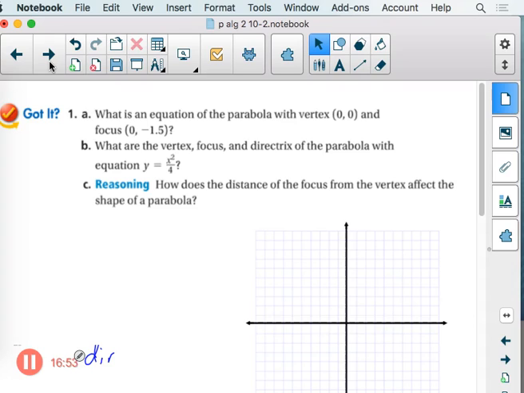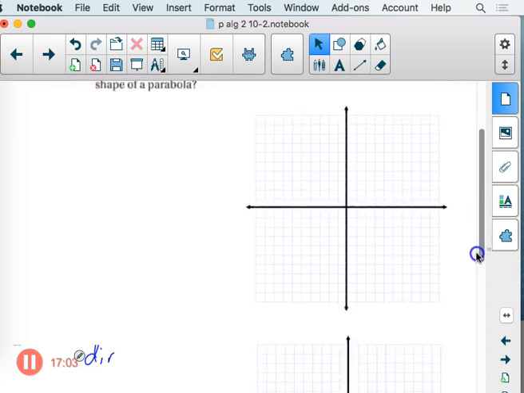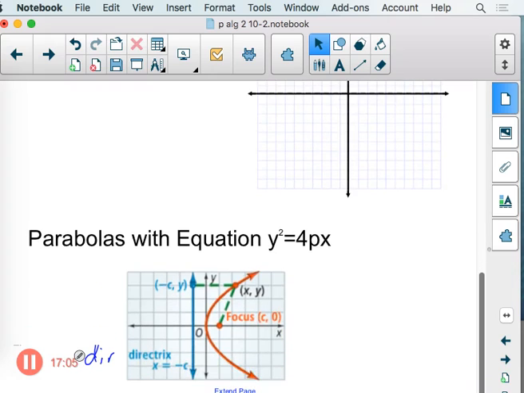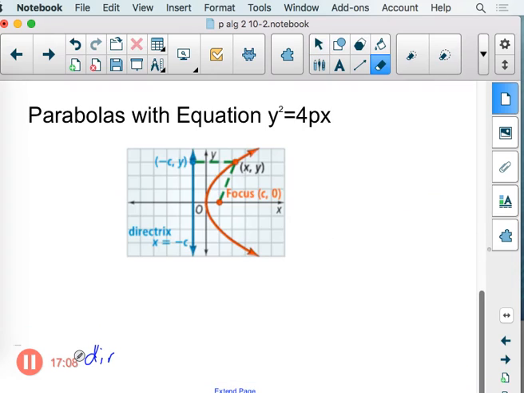Let's skip these and get to some of the other good stuff about this, because you guys have done up and down parabolas your whole life now. Probably better get to the other ones. So let's shoot past this and start talking about those that are y squared equals 4px. So these are your right and left opening.